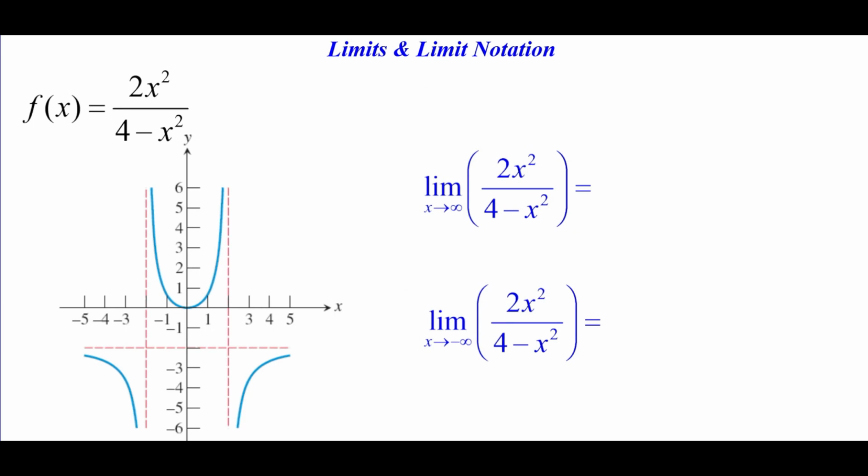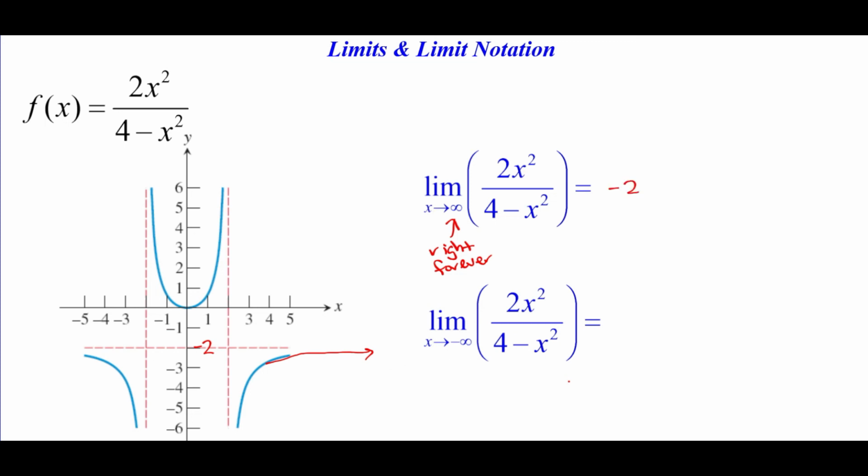2 more examples here with limits that are approaching infinity. So this is the limit as x approaches infinity. So remember, this means go right forever. So as I go out to the right forever, I am approaching this horizontal asymptote, so my y values are getting closer and closer to this asymptote value, which is at negative 2. So my limit as x approaches infinity is going to be negative 2.